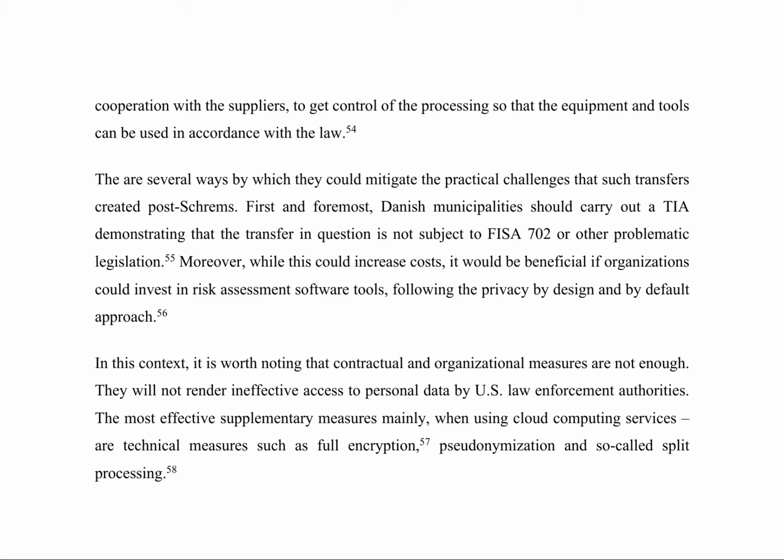The Danish Data Protection Authority continues to prohibit the use of Chromebooks in schools, citing concerns about data privacy and compliance with the General Data Protection Regulation, GDPR. In response to practical challenges following Schrems, Danish municipalities are advised to conduct a transfer impact assessment, TIA, to establish that data transfers are not subject to FISA 702 or other problematic legislation. This approach aligns with the privacy by design and by default principle.